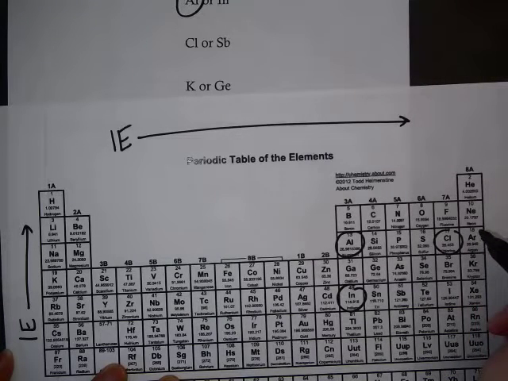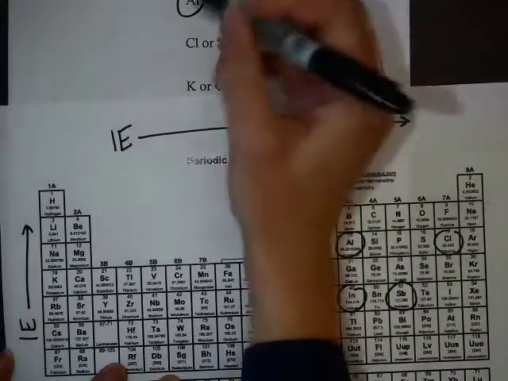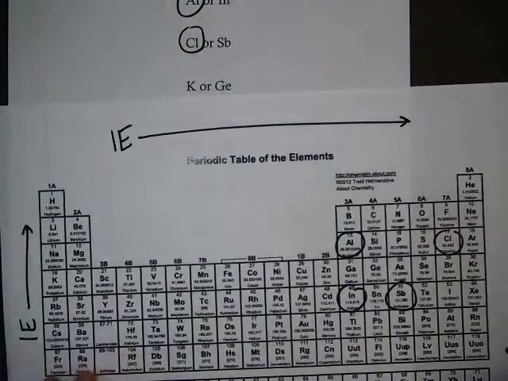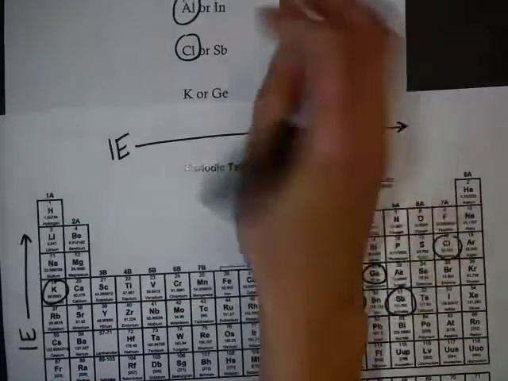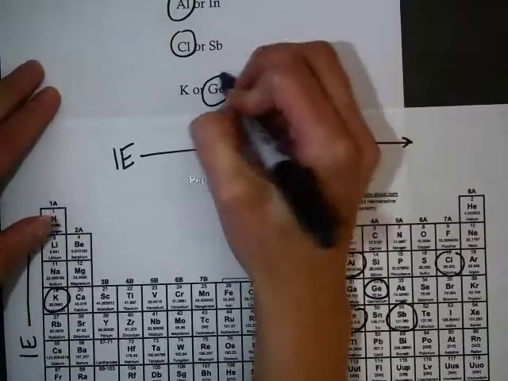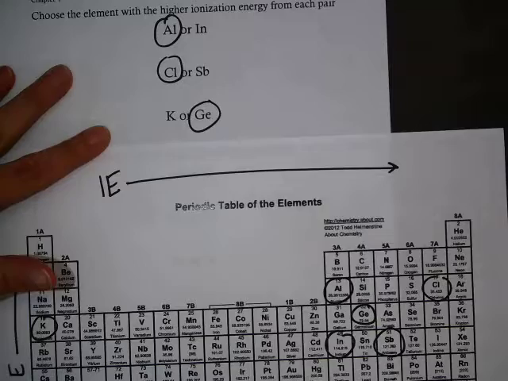For chlorine and antimony, chlorine is higher up and it's further to the right, so for both reasons it should be higher. And then potassium and germanium, it would be the germanium because that one's further to the right. So that's how ionization energy would work.